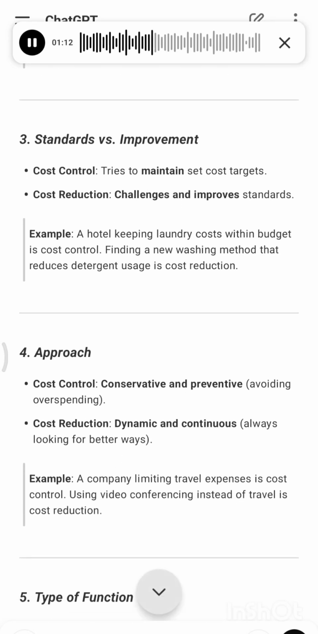4. Approach. Cost control: conservative and preventive, avoiding overspending. Cost reduction: dynamic and continuous, always looking for better ways. Example, a company limiting travel expenses is cost control. Using video conferencing instead of travel is cost reduction.